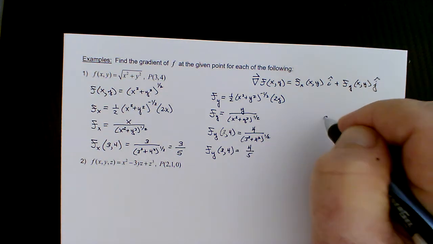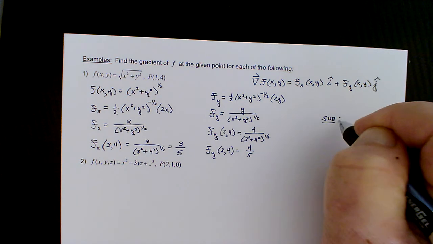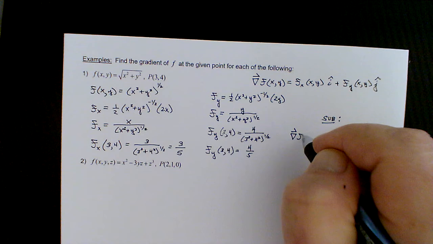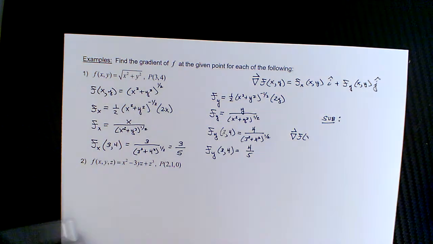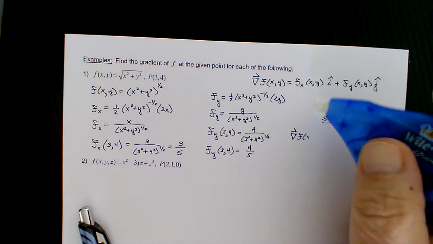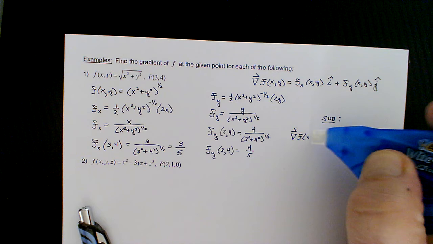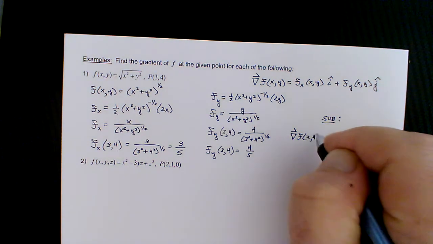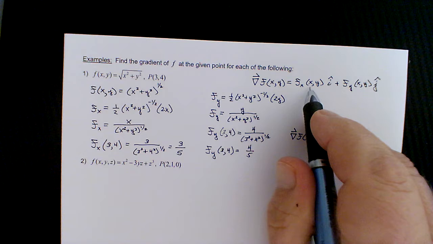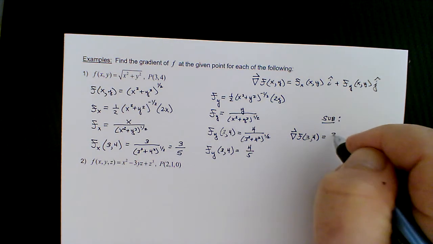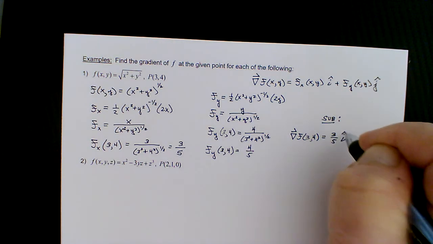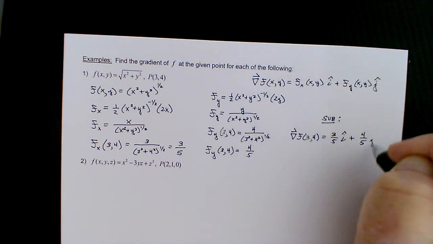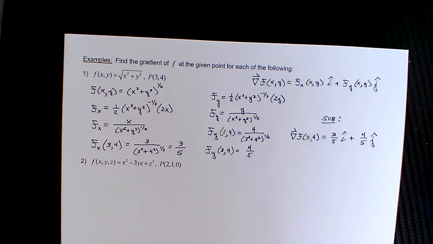Okay, so now we just substitute into our formula for the gradient of f of x, y, at the point 3, 4. So it's just going to be f sub x at that point, which was 3/5, times i, plus f sub y, which was 4/5, times j. Right, so that's all there is to it.